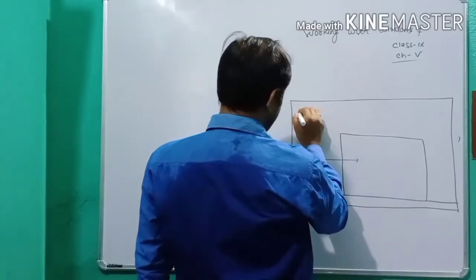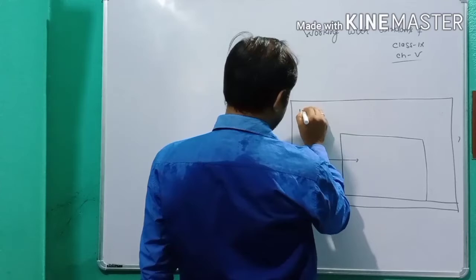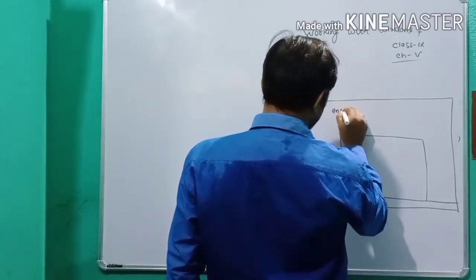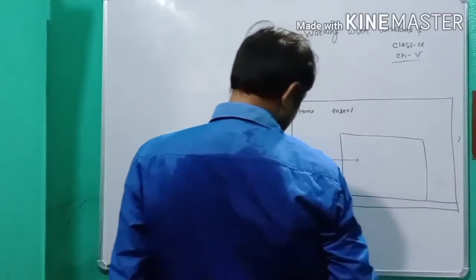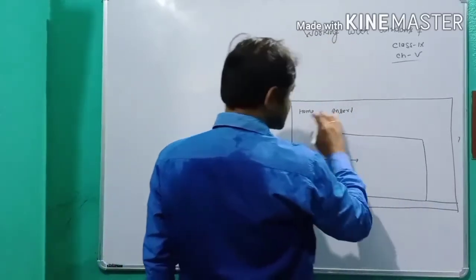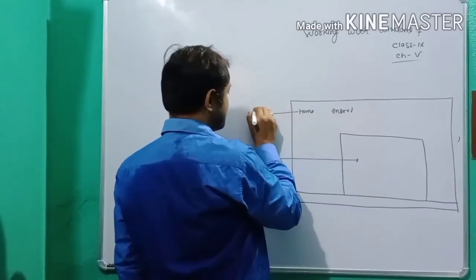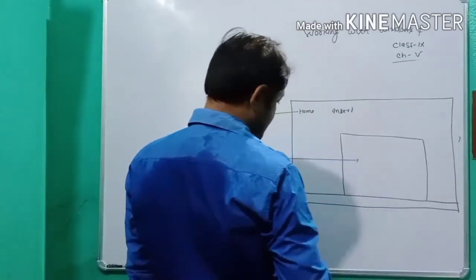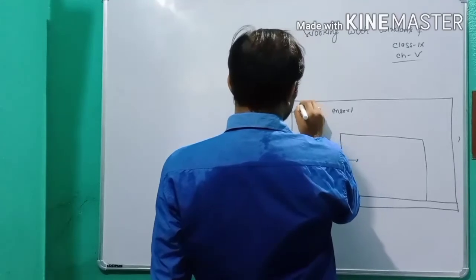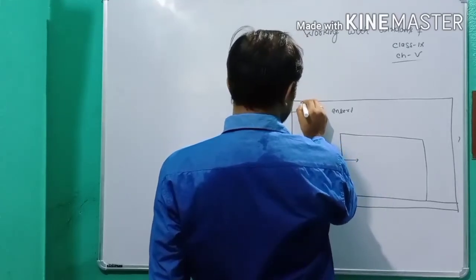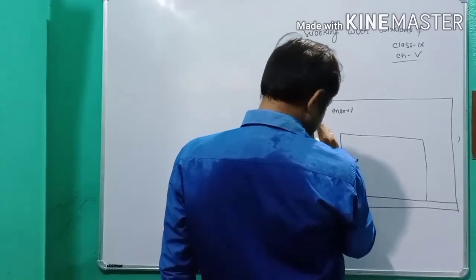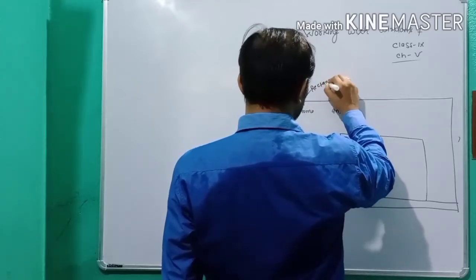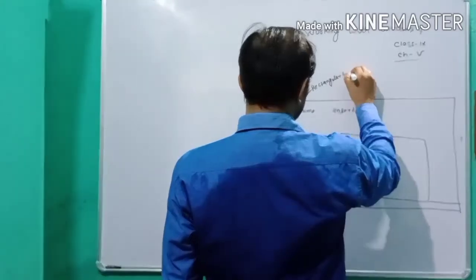All such types of things, home, insert, these are all called the ribbon. There are so many options related to the save option. There are so many options related to the rectangular box.